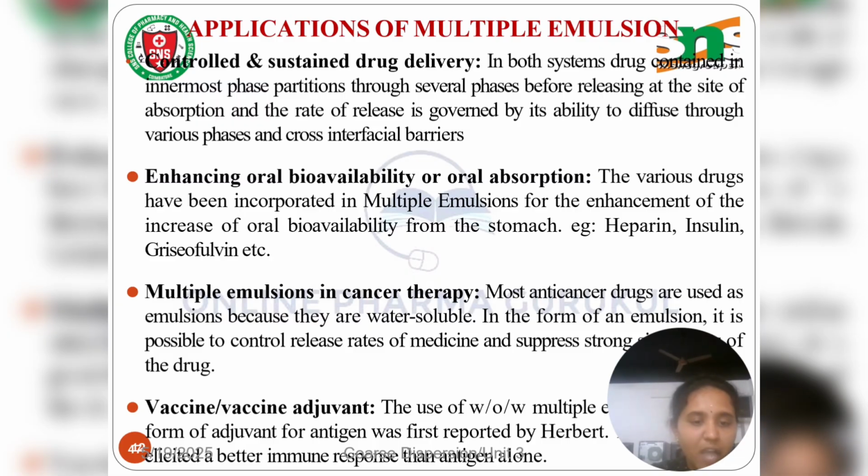Vaccine and vaccine adjuvants: water in oil in water emulsion is used for controlling the release of antigens, first reported for hepatitis, and it gives a better immune response than antigen alone.